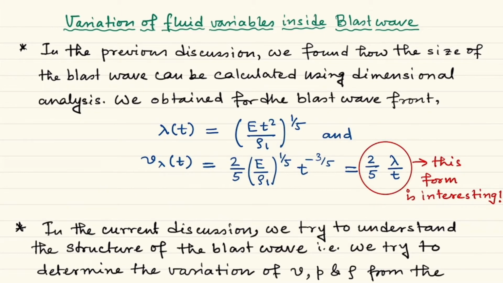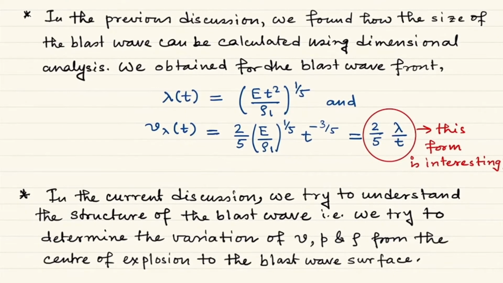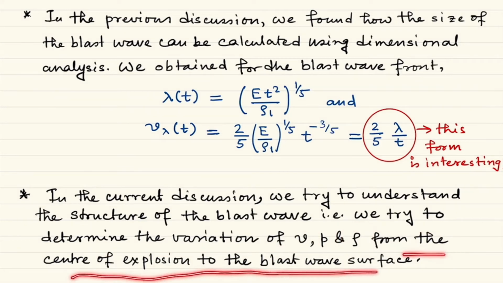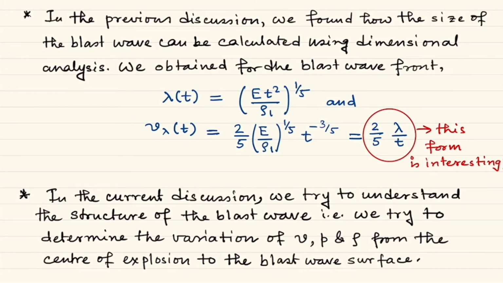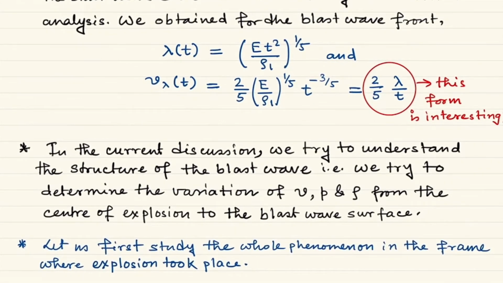Now in the current discussion today, we try to understand the structure of the blast wave. More precisely, we try to determine the variation of velocity, pressure and density from the center of the explosion to the blast wave surface. That means exactly what is happening to the exploded material. So that is the part which we will study today, and we will be using our previous knowledge of shocks.